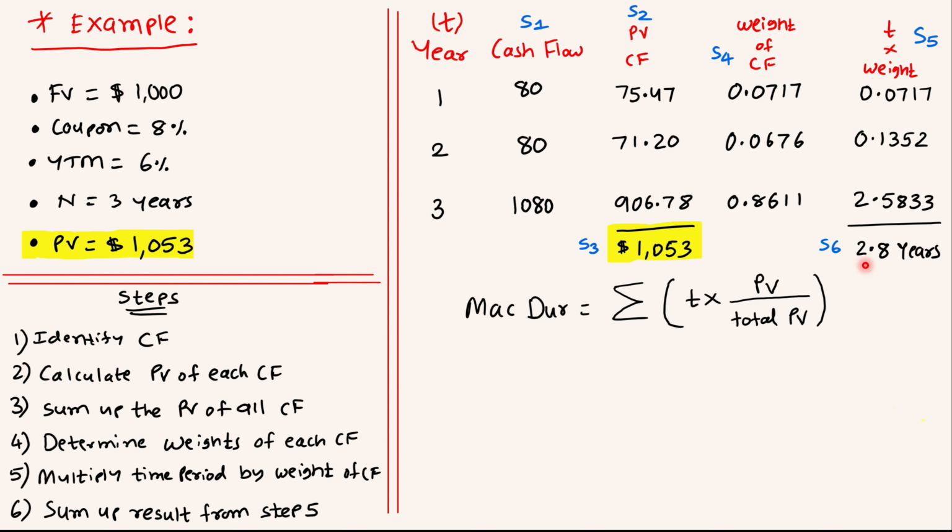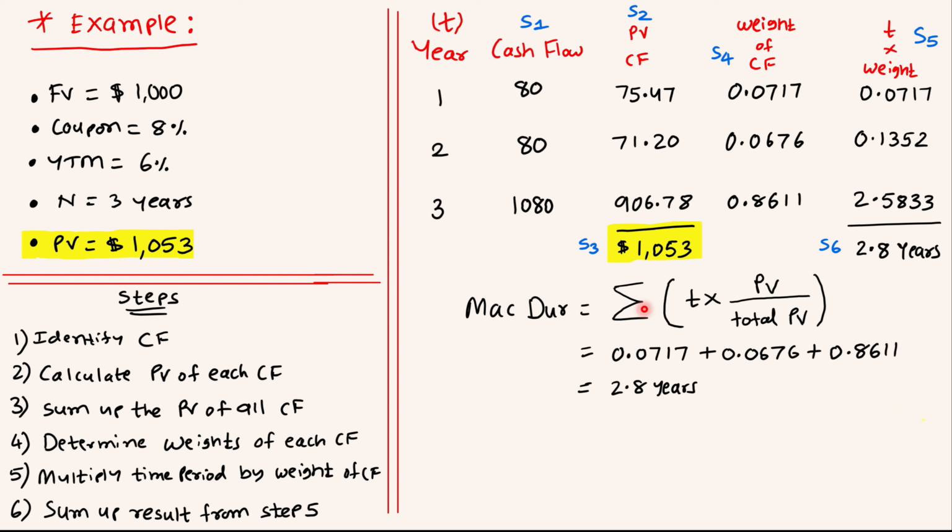So the Macaulay duration, here's the formula. What we are doing is we are taking the present value, which is 75.47, divided by the total present value, which is 1053, multiply that by t equals 1, and then t equals 2 for year 2, t equals 3 for year 3. You do it for all the 3 years and sum it up. That should give us 2.8 years.